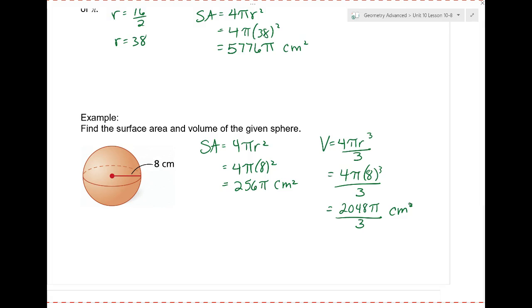Do not give me a mixed number for an answer. Improper fractions are what you guys can get used to using.